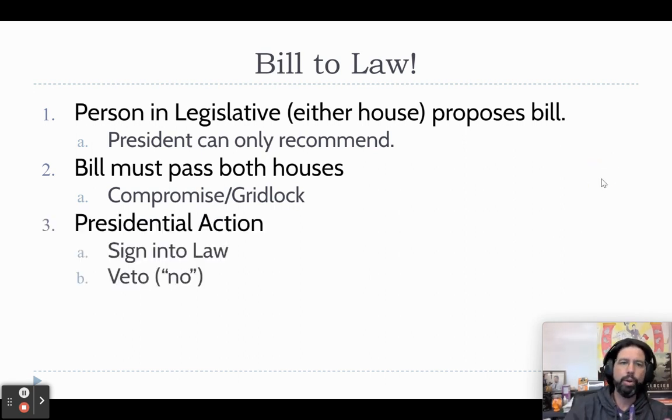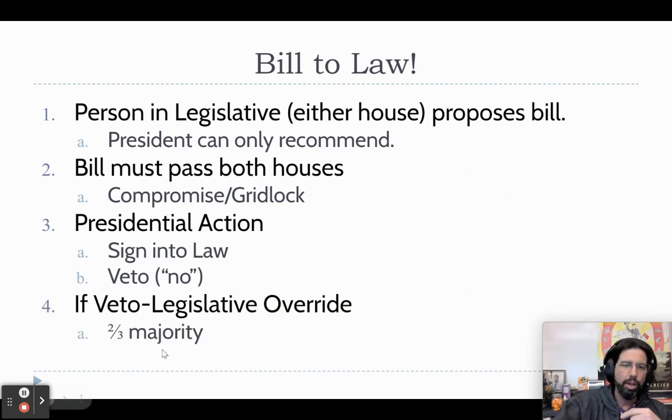Speaking of the president, they can do two things to a bill. That is, either sign it and it becomes a law, or they say no to a bill, which is known as a veto. And of course, if a president says no to a bill, it goes back to the legislative branch, where if it has been vetoed, they can do what's called a legislative override. This requires a supermajority, two-thirds of the vote in both houses of the legislative branch.